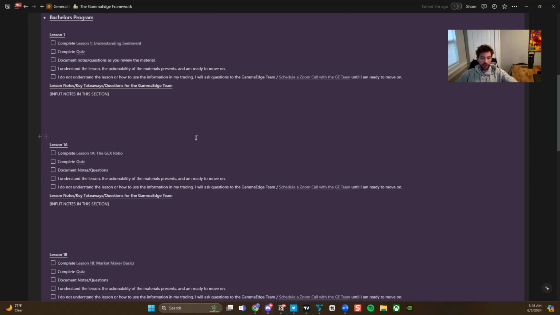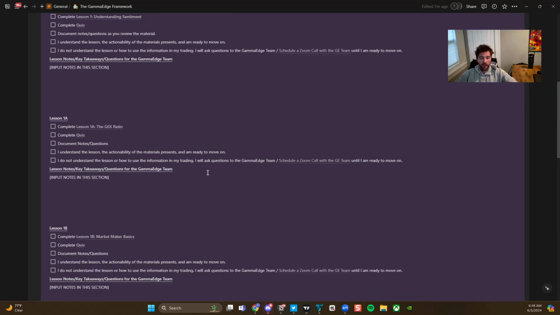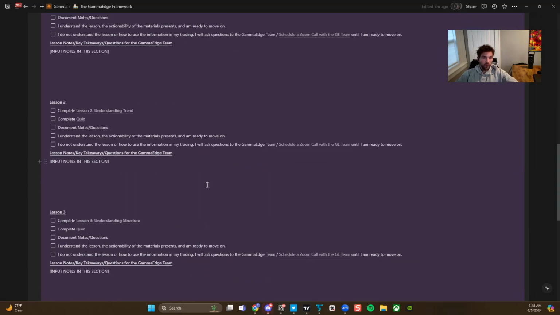So, lesson 1 of the GammaEdge framework, we talked about understanding sentiment. Again, that's understanding call and put speculation above and below spot price. Lesson 1A, the GEX ratio, just another way to visualize that market sentiment. Lesson 1B, market maker basics.